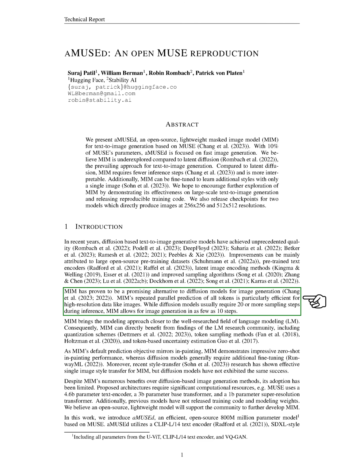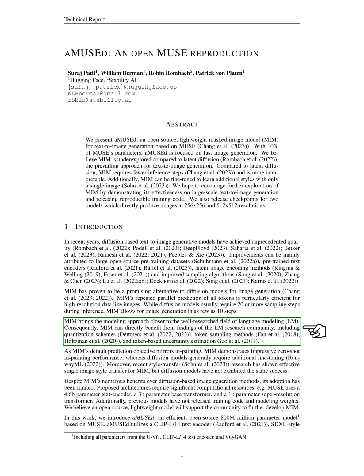One promising alternative to diffusion models for generating images is masked image modeling, MIM. MIM's ability to predict all tokens in parallel makes it particularly efficient for high-resolution data like images. Unlike diffusion models, which typically require 20 or more sampling steps during inference, MIM can generate images in as few as 10 steps.